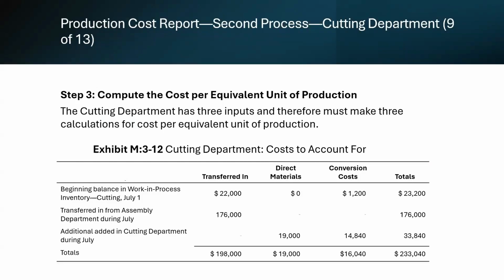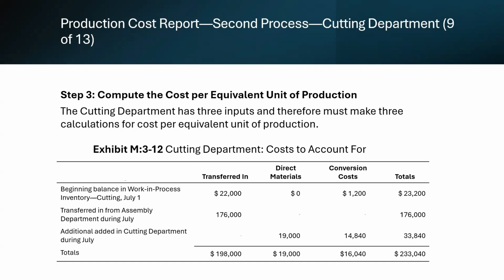The formulas to compute the cost per equivalent unit of production are the same as used for the assembly department. We just need to add the calculation for the transferred in costs. Now, the cutting department has 3 inputs and therefore must make 3 calculations for a cost per equivalent unit of production. So in total, the cutting department has $233,040 of costs to account for, as you see here in Exhibit 312.